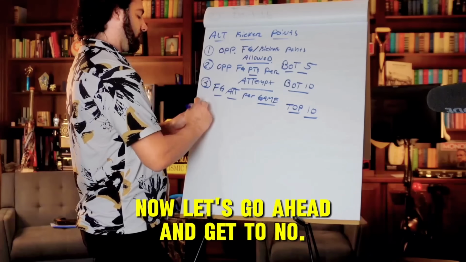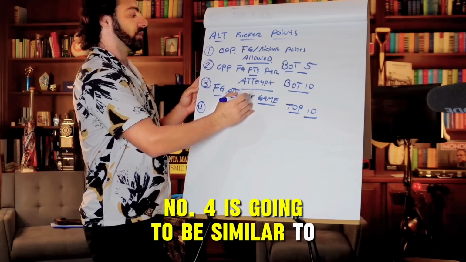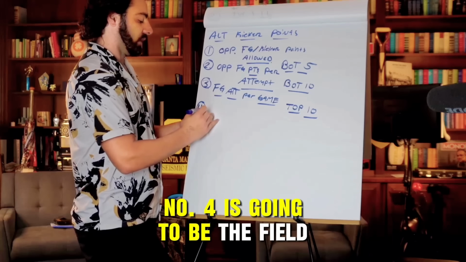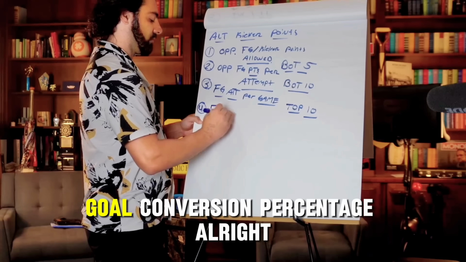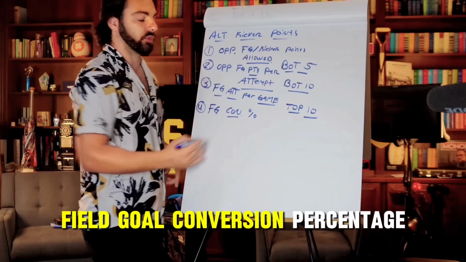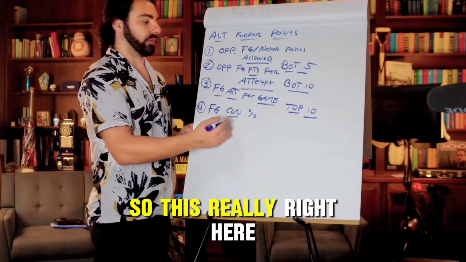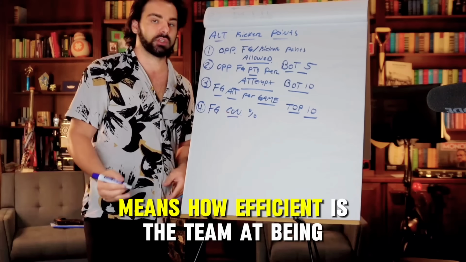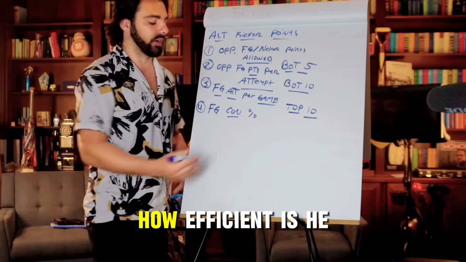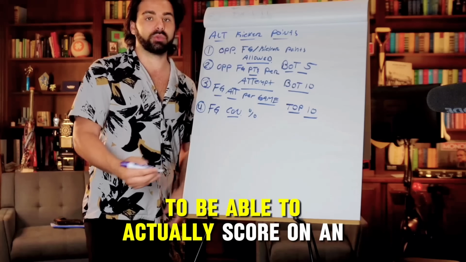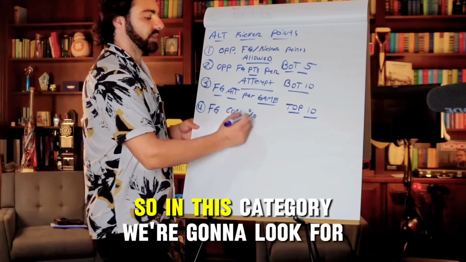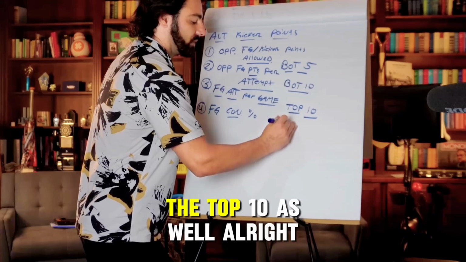Now let's get to number 4. Number 4 is similar to number 2. Number 4 is the field goal conversion percentage. This really means how efficient is, not the team, pretty much just the field goal kicker, at being able to actually score on an extra point or a field goal. In this category, we're going to look for the top 10 as well.